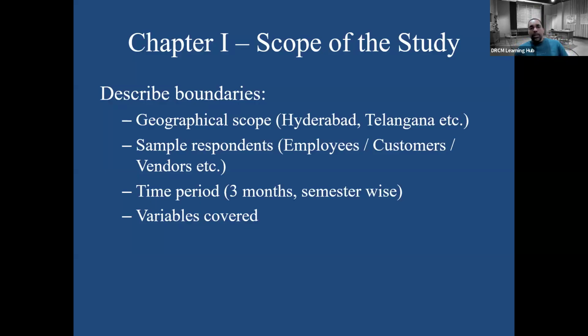It comes under the scope. So now you need to remember here, for scope of the study, you need to mention only this. My study is confined to only X place, X district or X state. My sample belongs to X category. If it is only female, then you have to mention my sample respondents are only female gender, in this age group. That is your scope. Period I also mentioned, and variables covered I also mentioned.